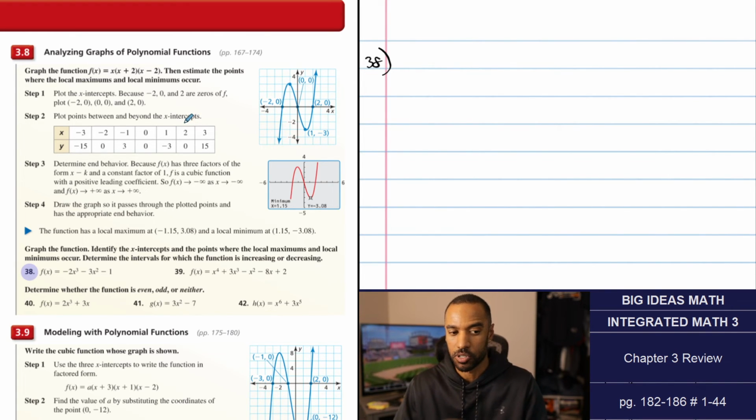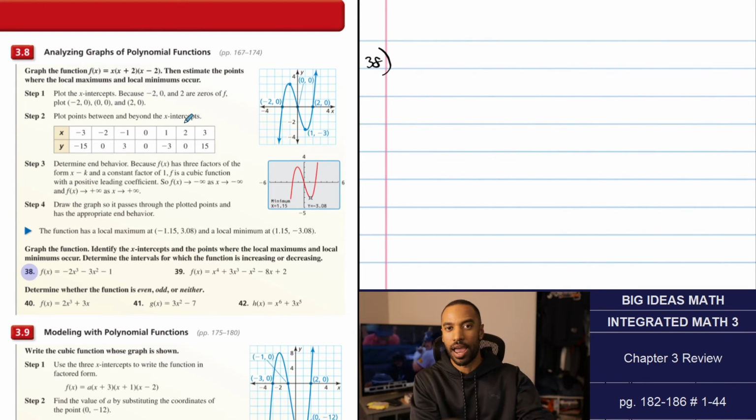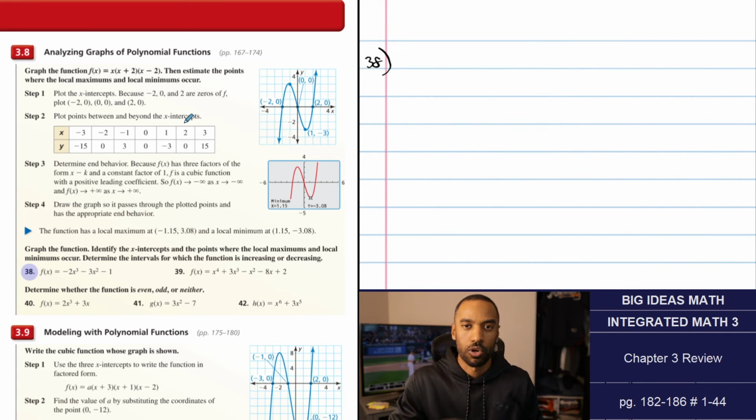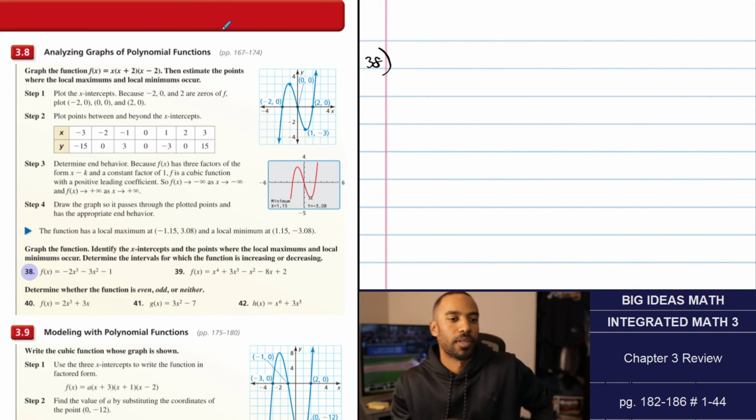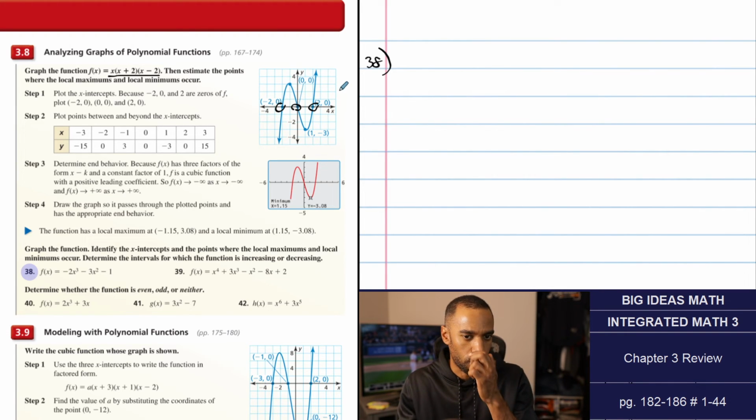I won't use a table per se, but I'm going to use the graphing calculator to get the constructs of this graph. What we need are x-intercepts, the y-intercept. We want turning points, local maximums, local minimums. So in this particular problem, they were in factored form. So this is going to be a little bit different. When they're in factored form, they have an x-intercept of 0 right here, an x-intercept of negative 2 right here, and an x-intercept of positive 2 right here, each with multiplicities of 1.